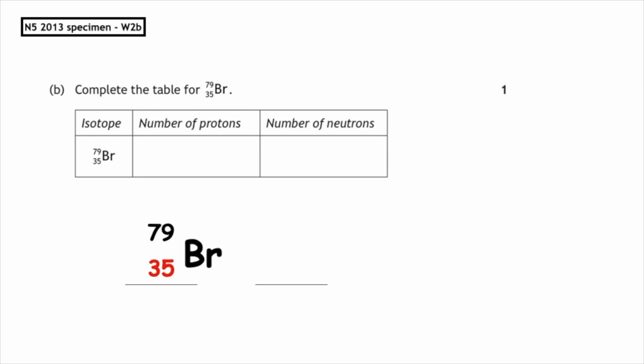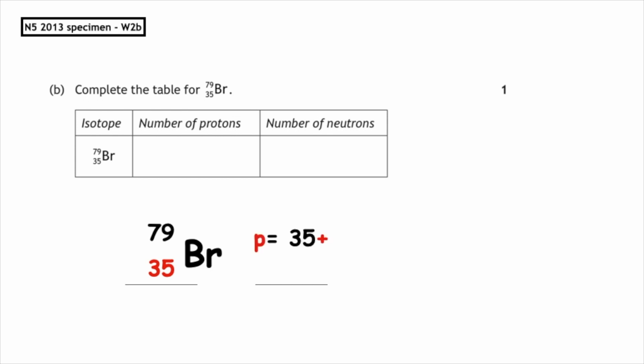This question's from the National 5, 2013 specimen, written 2B. Complete the table for the nuclide notation of the bromine atom given. What it wants you to do is calculate the number of protons and neutrons. So we're going to set up our P, E and N. The number of protons that we have is equal to the atomic number, which is 35. So we've got 35 positive.